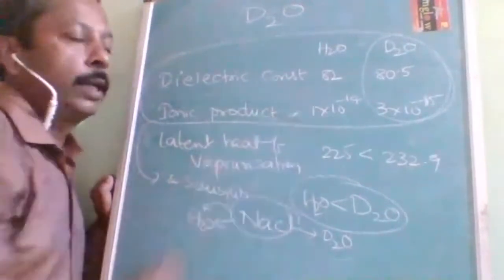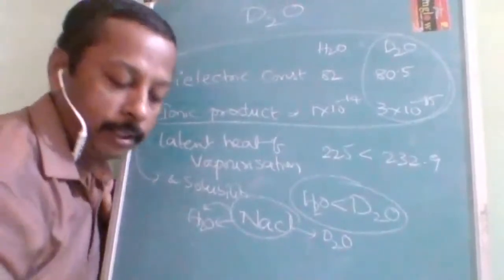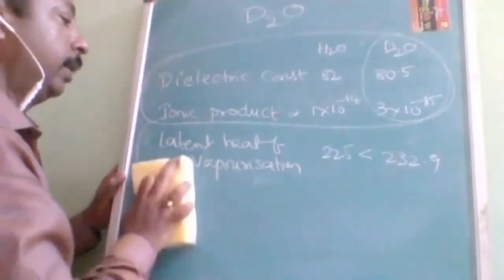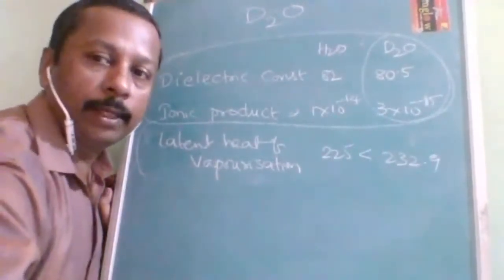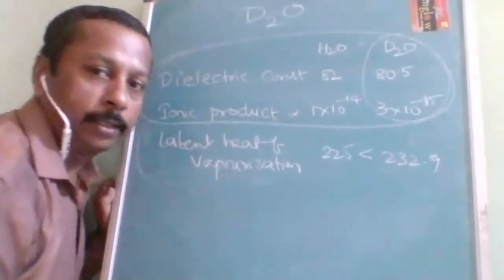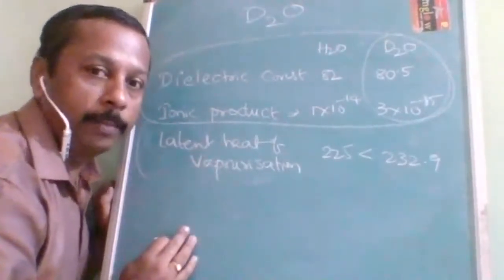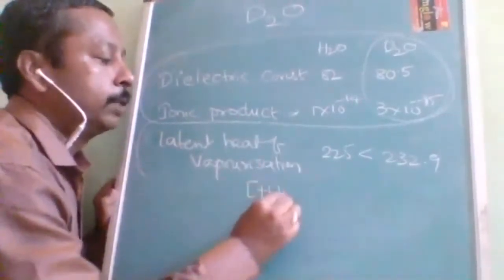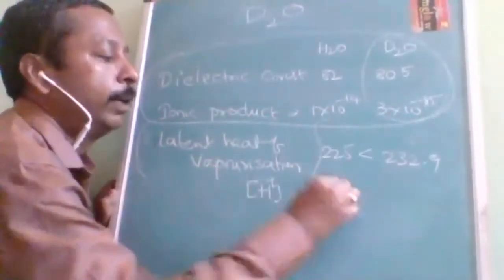Now coming to the acidic character. Acidic character is directly proportional to the H plus strength, as I explained in the ionic equilibrium lecture. In the case of D2O, it will be directly proportional to D plus. Now let us see: if I take the H plus concentration in this one, it is going to be 10 to the power of minus 7.